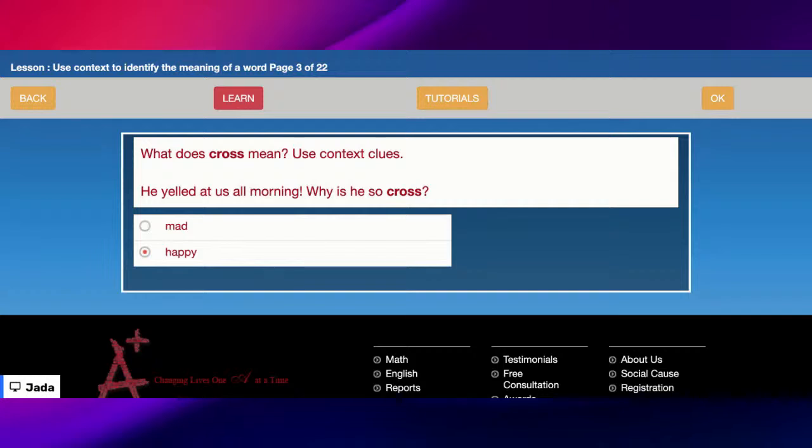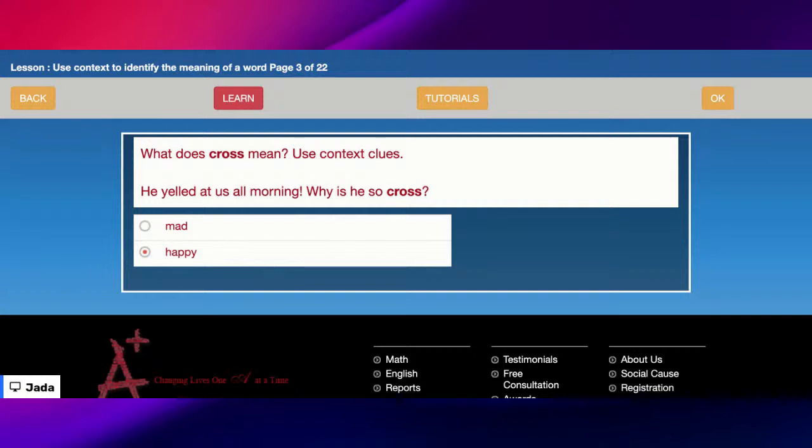The rest of you, what do you think? Do you all accept mad? Is your answer mad? Does cross mean mad? Is that what it means? So what does it mean?